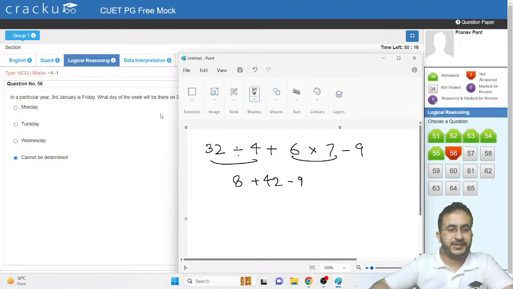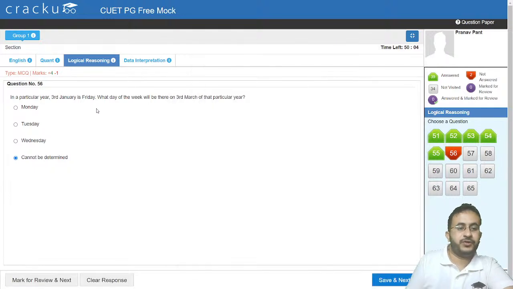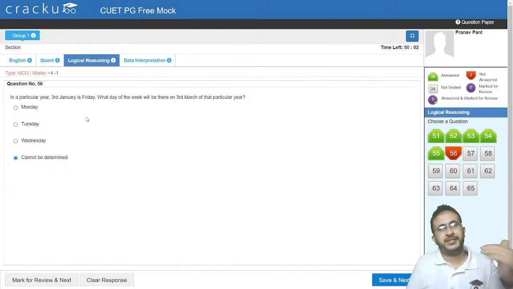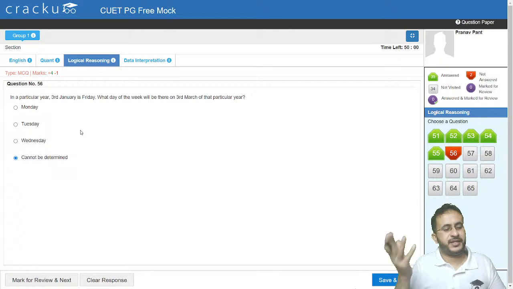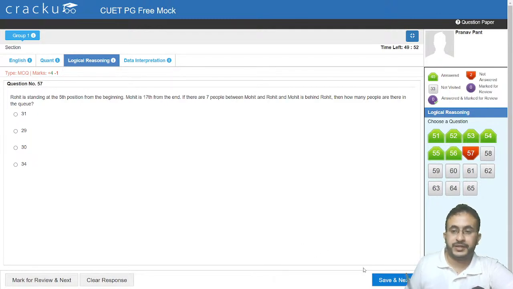See, we are not given the year. So we don't know the year. Now it can be leap or non-leap. If it is a leap year, then 28 Feb and 29 will come in between, right? So we cannot determine. Suppose some other month was given. Let us say March was given and you had to find June. So you can find that. But we do not know about the leap year. It may or may not be a leap year, right? Okay, let's see the next question.